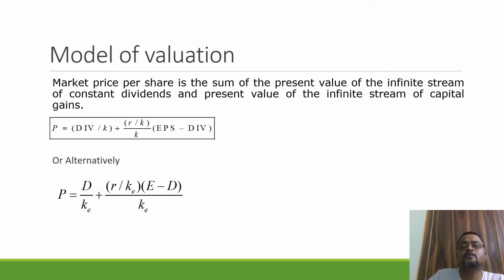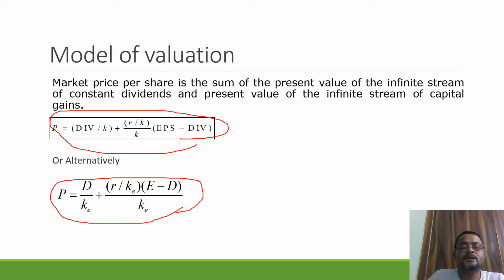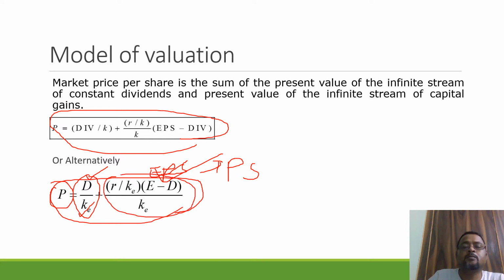Let's see what the formulation of the model is. There are two forms of the model; this one is easier to understand, even if both are primarily the same. Price of a stock, P, is dividend divided by KE, the cost of equity, plus R divided by KE times (E minus D) divided by KE. E stands for EPS and D stands for DPS. So there are two parts, this part and this part. The above formula is also the same, but we are using this one because it is easier to understand.